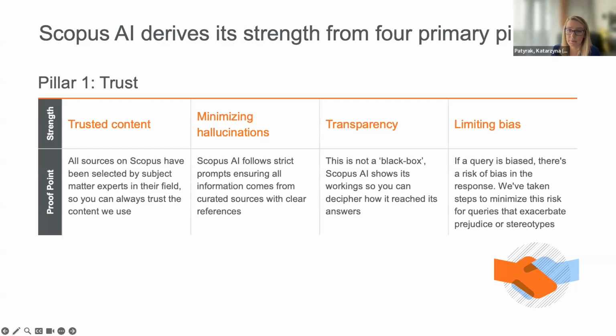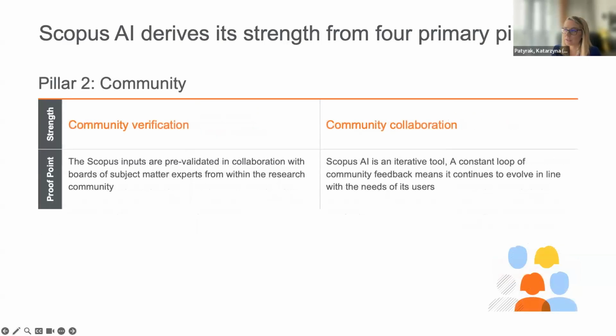It's also not a black box. It is transparent in its working, so you can always decipher how it reaches its answers. You can see the references used. And we have also taken a step to minimize the risk of bias in responses. So for example, for queries that come with prejudice or stereotypes, we make sure that the results are shown fairly.